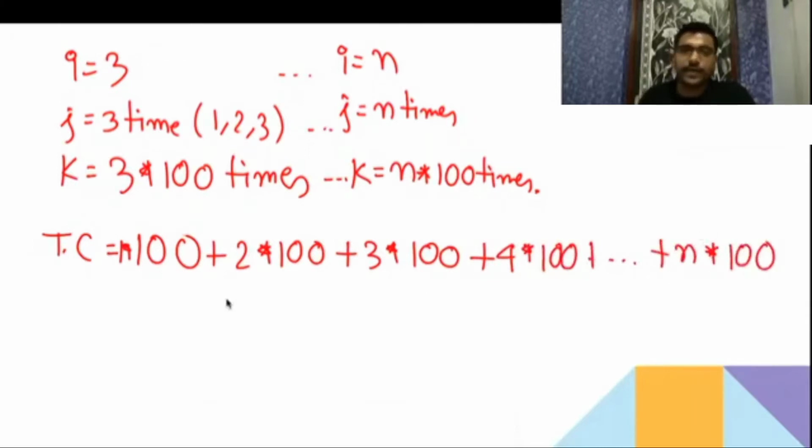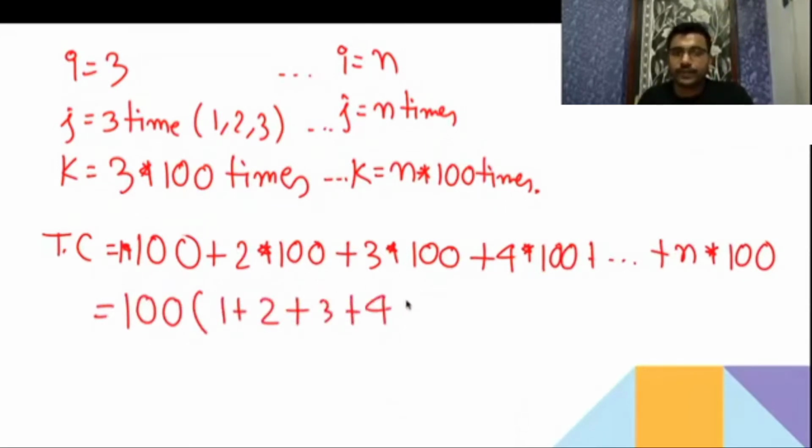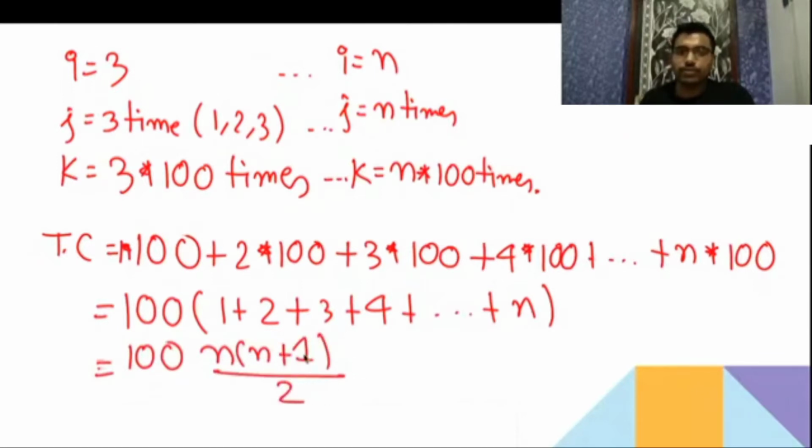So you will take 100 as common, then 1 plus 2, then 3, then 4 till n times. It is now the sum of the natural numbers. We know the formula is n into n plus 1 by 2. So the leading term is going to be n square, and the constant you can neglect. I have told you that constants you can neglect, so the leading term is n square. Am I clear? Anyone having any doubt?